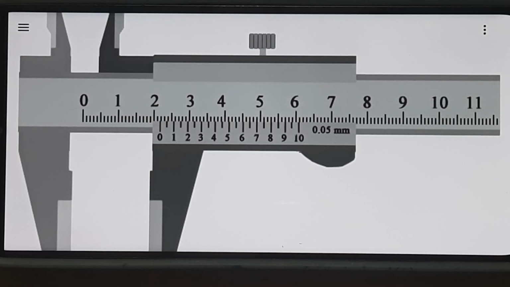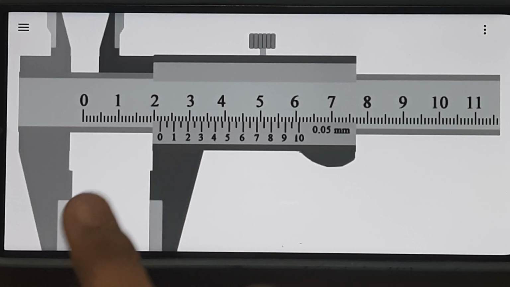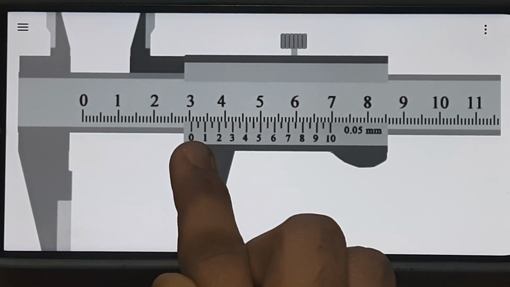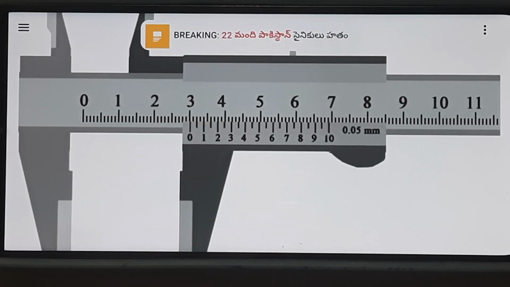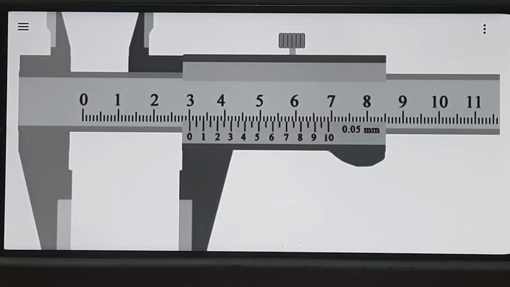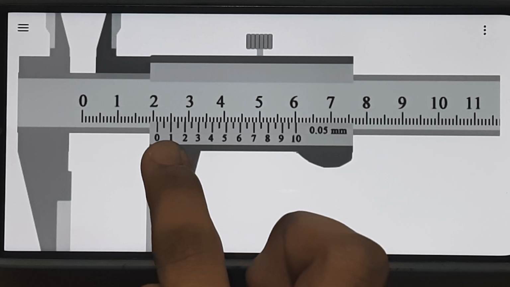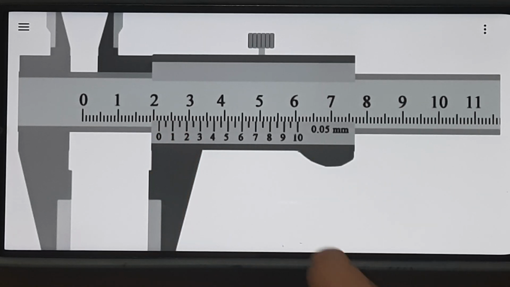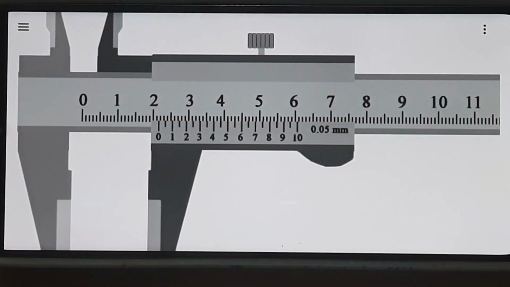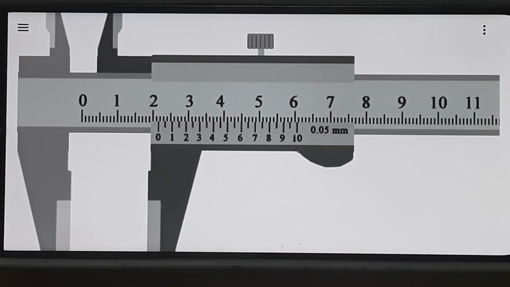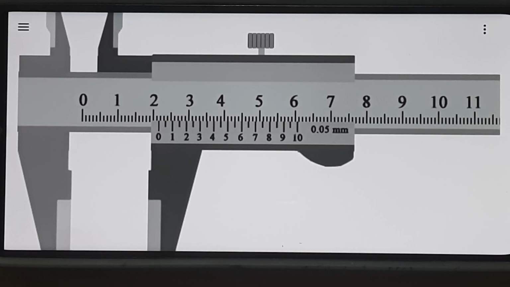Simply select the preceding reading. If the zero of the Vernier scale was exactly at 3 on the main scale, then your main scale reading will be 3. But in case it is between 2.1 and 2.2, then you have to select the preceding reading. So as it was between 2.1 and 2.2, in that case your main scale reading will be equal to 2.1. This is how you find main scale reading.